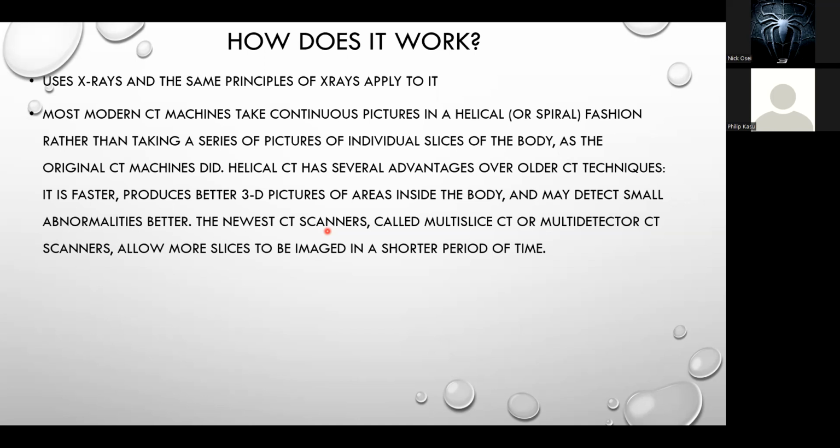The older ones had the gun at one point, taking still pictures. But these newer ones have helical scanning; they go around the person. The helical ones give a better 3D image compared to the older ones that don't have 360-degree scanning. The newer ones have multi-slice and multi-detector machines that are able to detect at multiple planes, so they give you imaging much faster than the older ones.